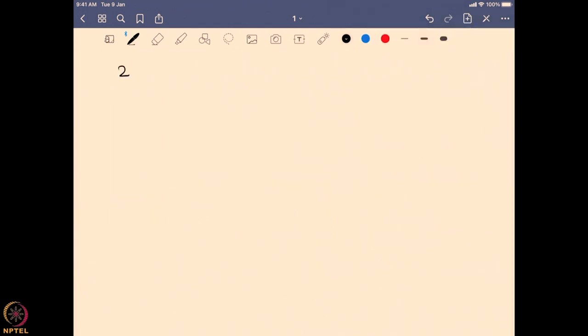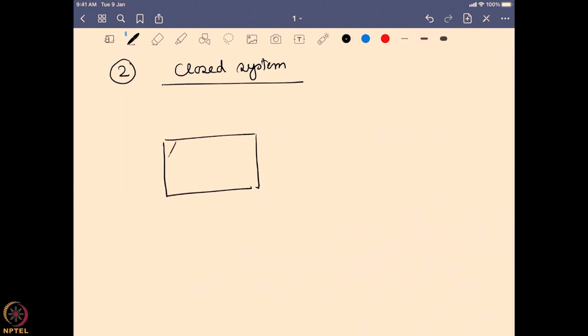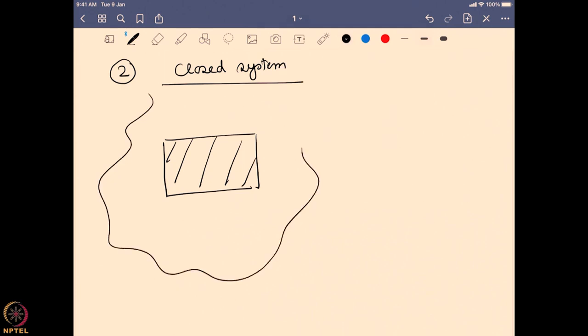The next one that comes into the picture is known as a closed system. What is a closed system? A closed system is again a system we are considering, which is surrounded by the surrounding. So this is my surrounding and this is my system. Over here, system and surrounding are very much the same as in the open system we discussed earlier. Now, what is the big difference over here?